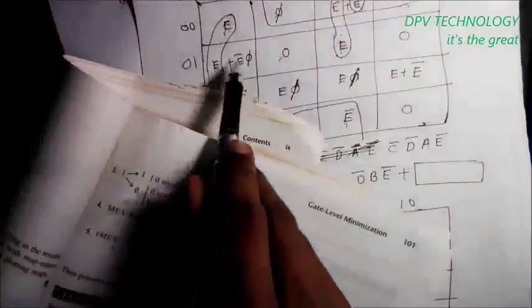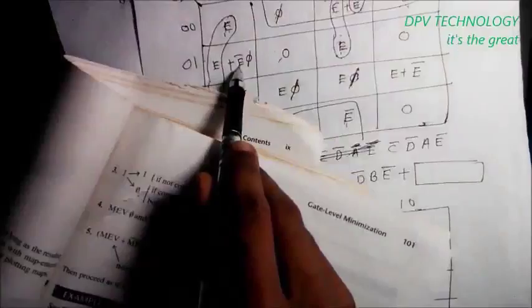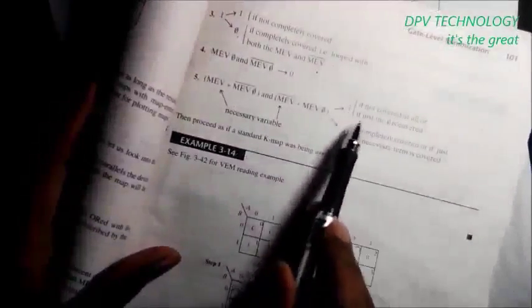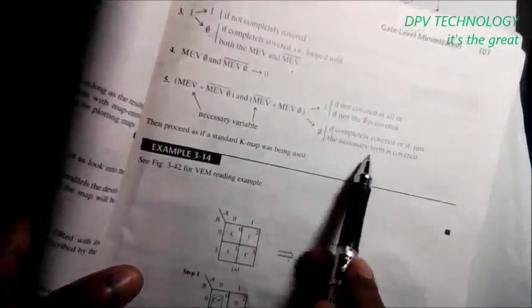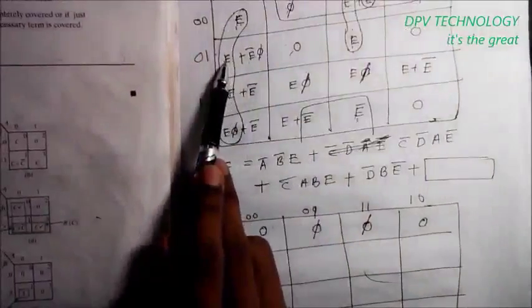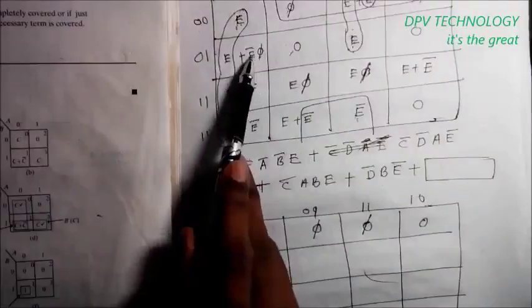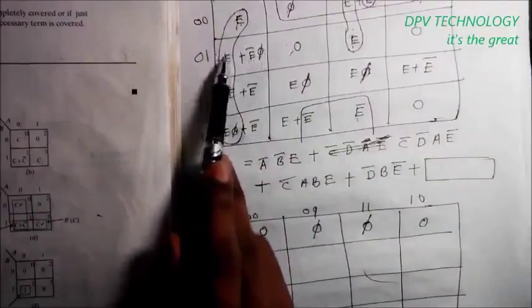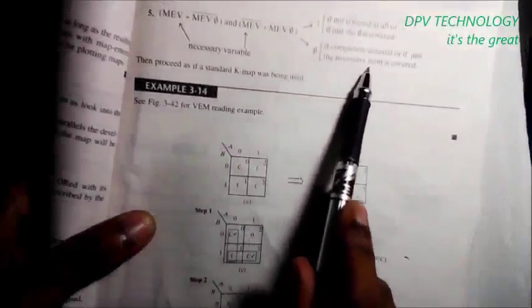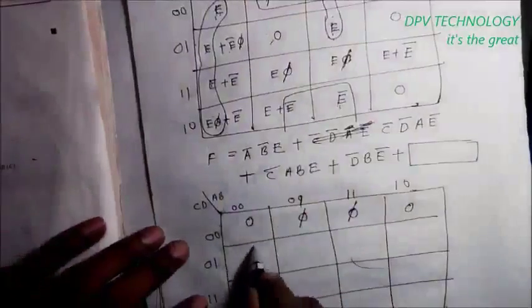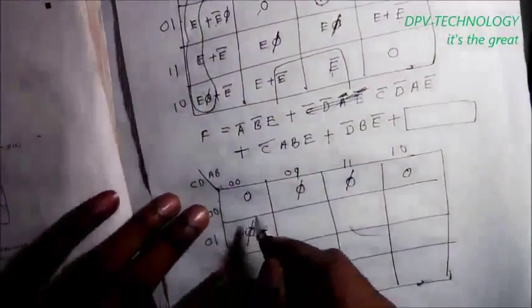This is MEV or MEV bar, this is entered variable bar don't care, so it will become 1 if not covered at all, or if just don't care is covered, and if completely covered or if just the necessary term is covered, then it will become don't care. Now here you can see this is the necessary term. This is not a necessary term because it contains a don't care, so here the necessary term is covered. So according to this rule, it will become don't care. We make it don't care now.